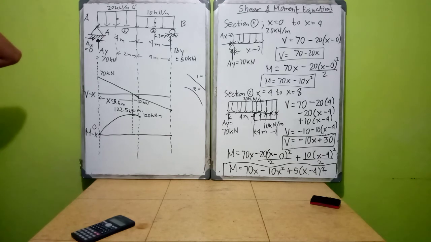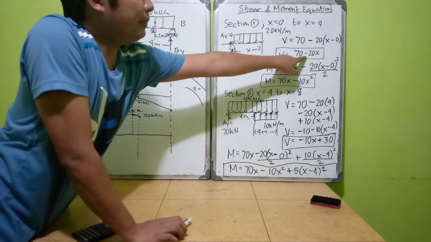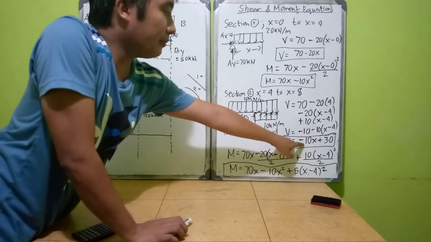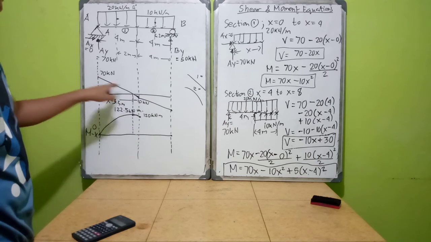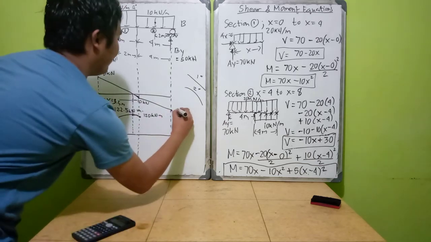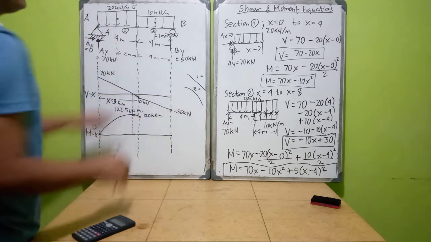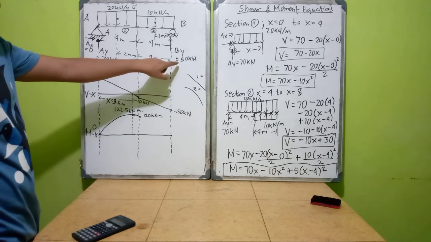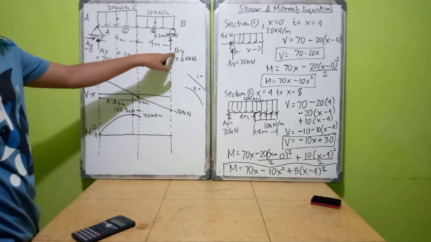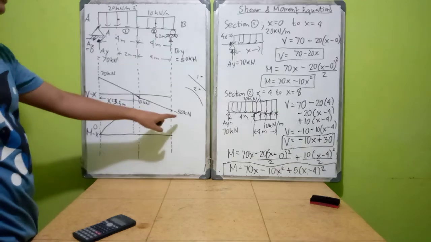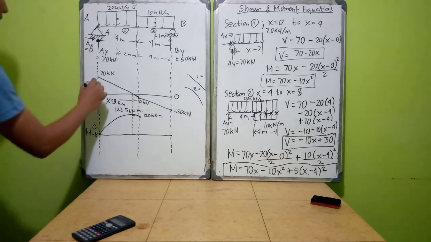Okay, so please take note the slope here is negative 20 and the slope here is negative 10. So this slant line should be flatter than this line. Okay, so this is negative 50 kilonewton. And then since there is a reaction at BY which is 50 kilonewton upward, so we add this negative 50 plus 50. So negative 50 kilonewton plus the reaction BY is equivalent to 0. So it ends up with 0 still. So this is your shear diagram.